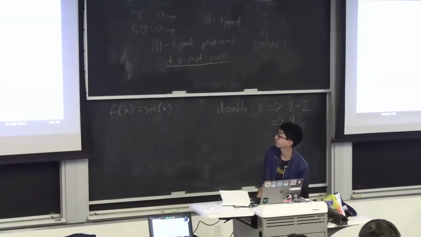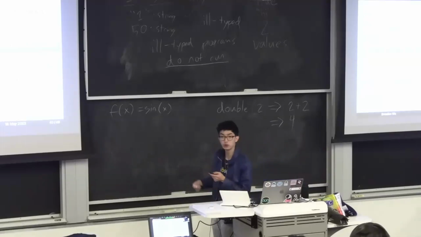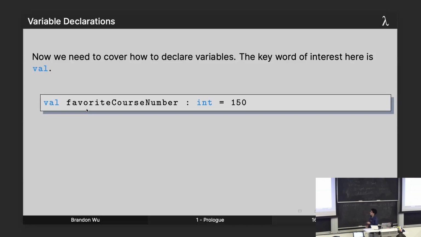I'm almost out of time here. So that's basically everything that I just said. And finally, I'm going to tell you that you can declare variables, and you'll do this tomorrow in lab. We use the val keyword, and we say the name of the variable. We do colon, and then we say the type of the variable, and we say what it is. So this would declare a variable called favorite course number, which would be the integer 150. If I said colon string, that would also be ill-typed, and you'd get a complaint. Actually, we can try it out.